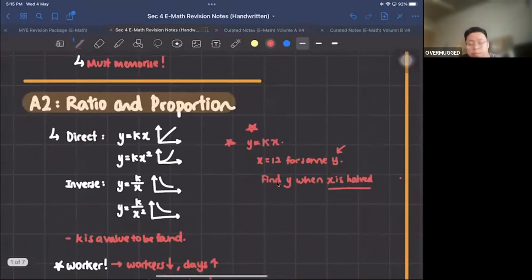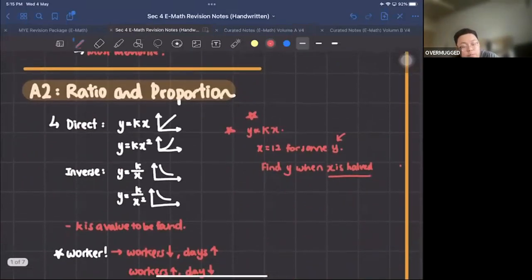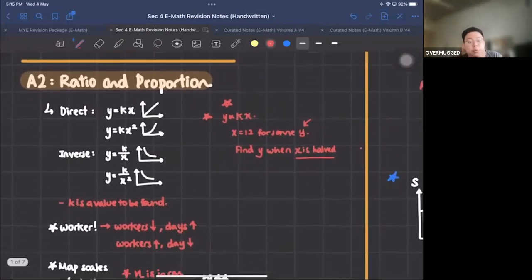Okay, and that's the first chapter. Pretty fast. Okay, let's move on. Ratios and proportion.